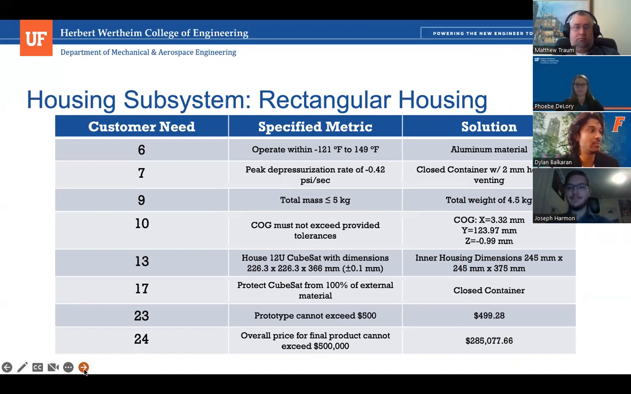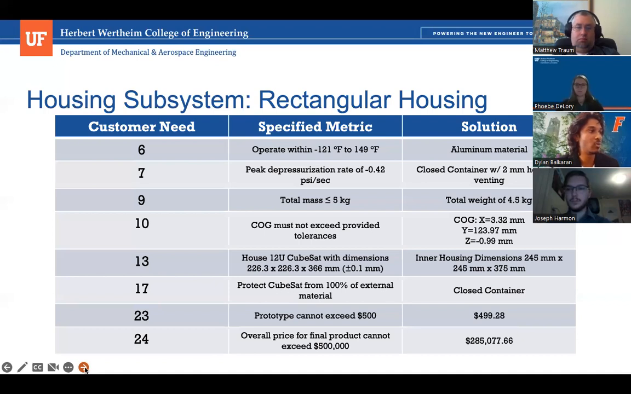Customer need 10, we were able to achieve the tolerances given to us for the CG of our housing. In addition, for customer need 13, we were able to have our housing encompass the whole 12U CubeSat. And for customer need 17, we were able to provide a closed container, which was able to prevent 100% of the external material from entering our CSD. And we have these 2 millimeter holes there for venting, but it still does not allow materials to enter.